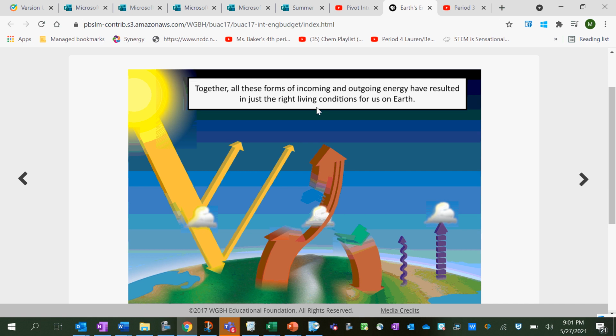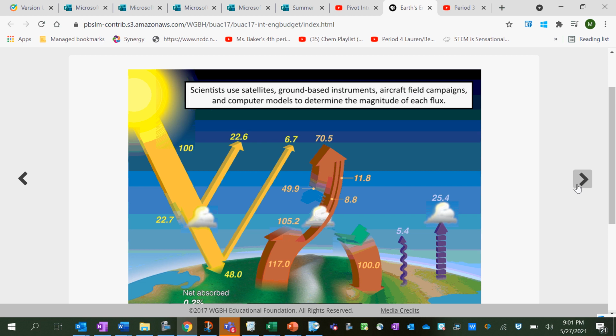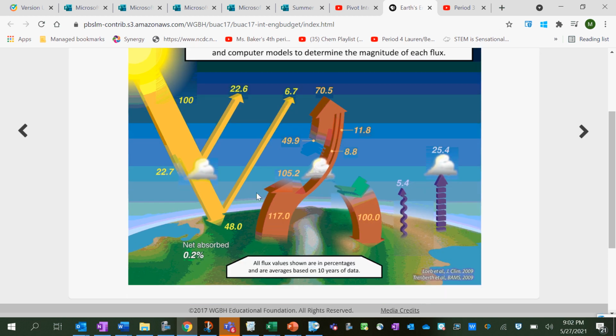Together, all of these forms of incoming and outgoing energy have resulted in just the right living conditions for us on Earth. Scientists use satellites, ground-based instruments, aircraft field campaigns, and computer models to determine the magnitude of each flux, which is the changes in where the energy is moving. That's the flux.